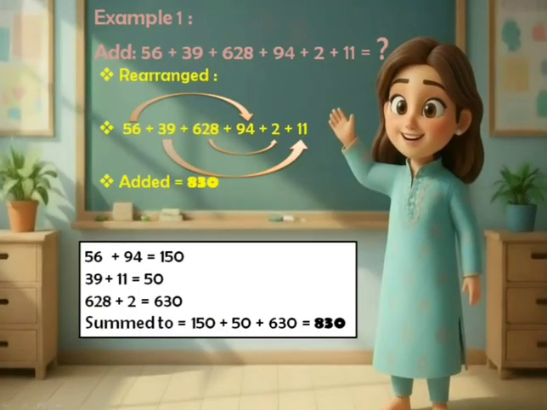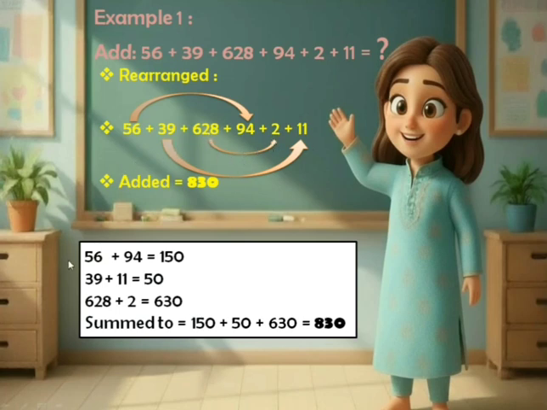Now, let us consider our first example by the sutra Purna Purnabhyam. We are going to add 56 plus 39 plus 628 plus 94 plus 2 plus 11. Now, what will be the result? The rule is simple. First, we will rearrange the numbers in pairs and then we'll add the sums to get the desired result. So here, I have paired 56 with 94, 39 with 11 and 628 with 2.